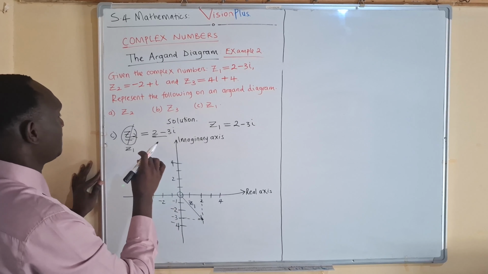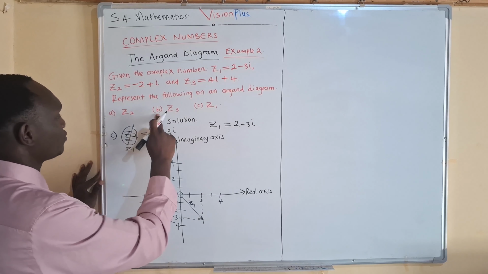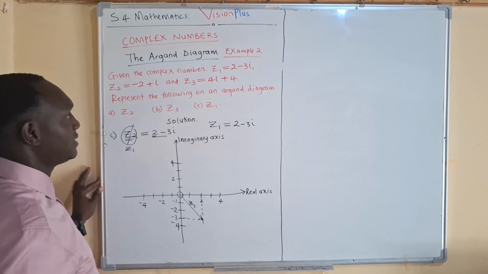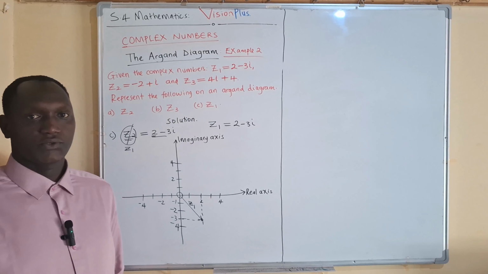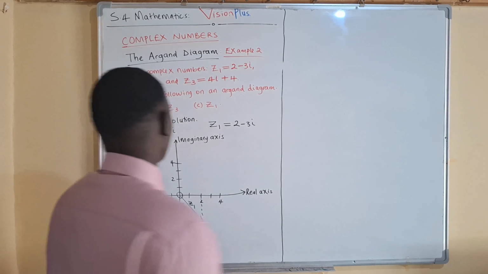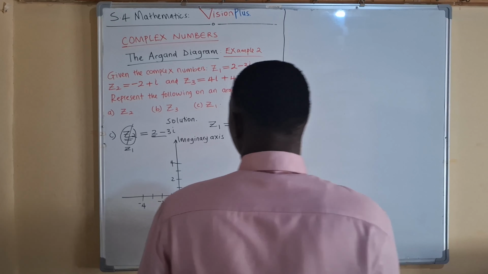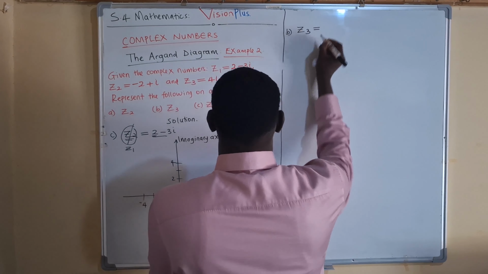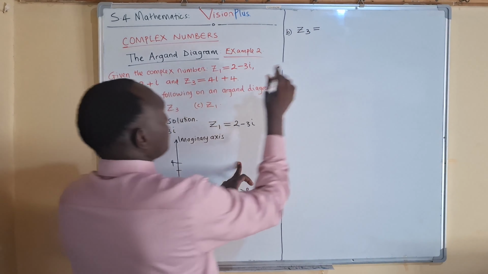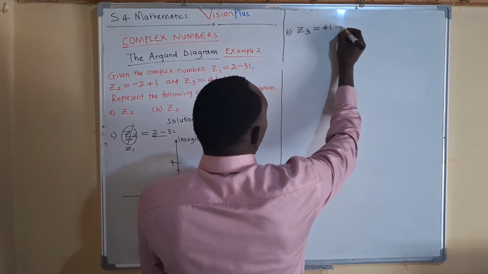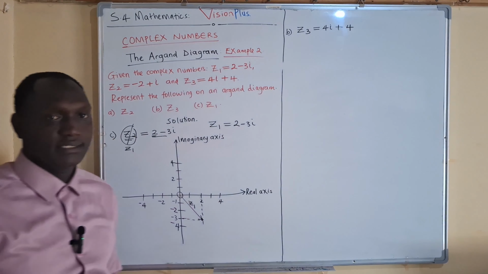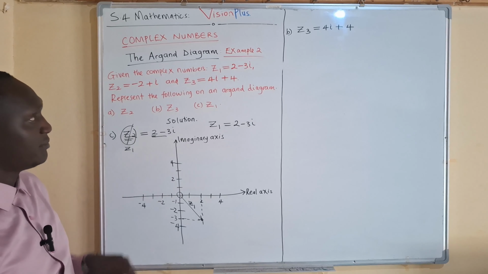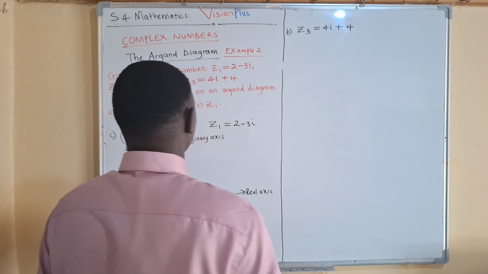Now that means we are going to do part B, which is Z3, and then we go on and do part A, which is Z2. So let us go to part B. Part B says we need to represent Z3, which is equal to, now be careful, 4i plus 4. Always follow what the question has requested. We made a mistake there, but I hope we have rectified it correctly.